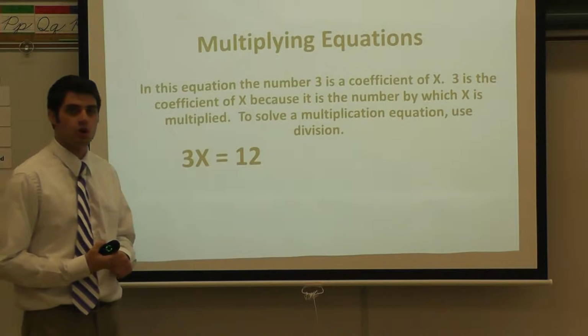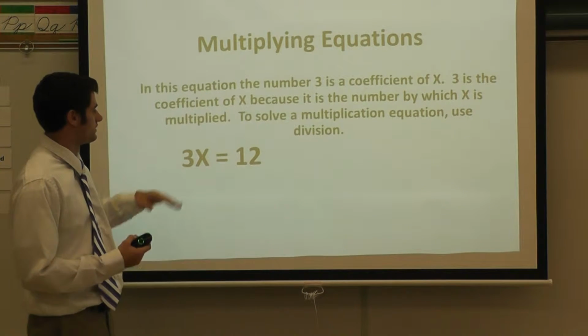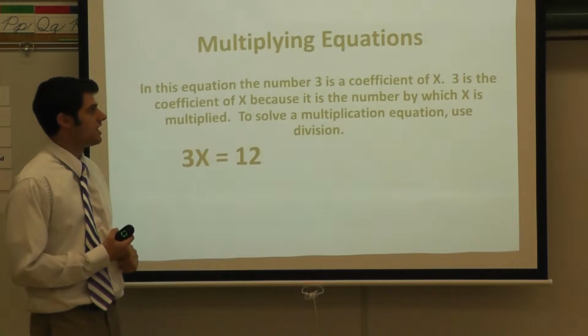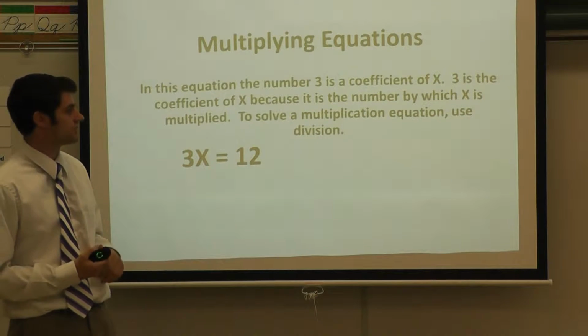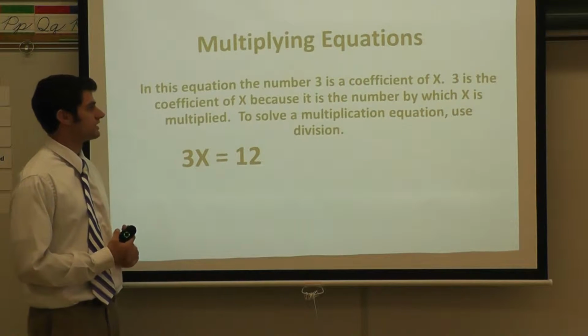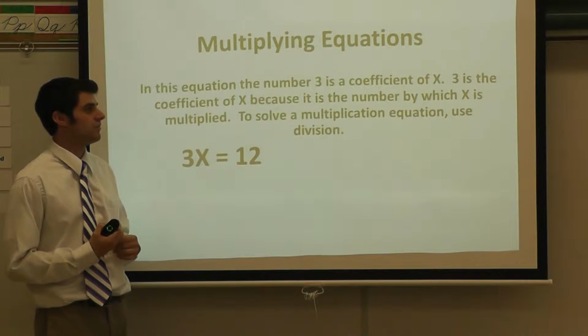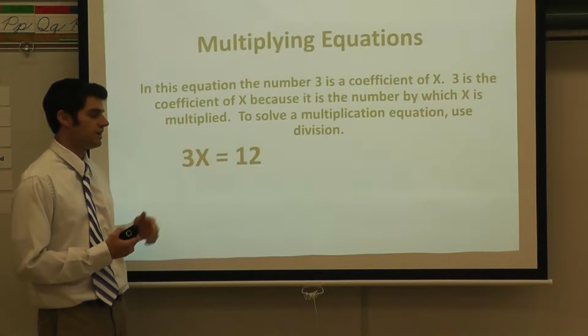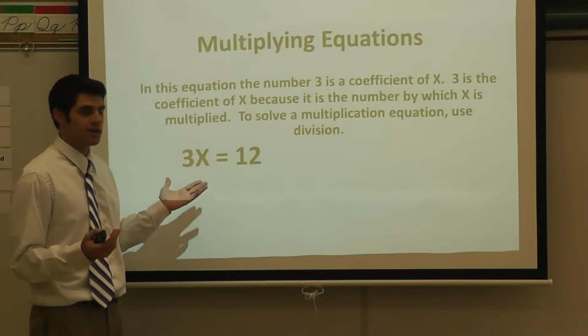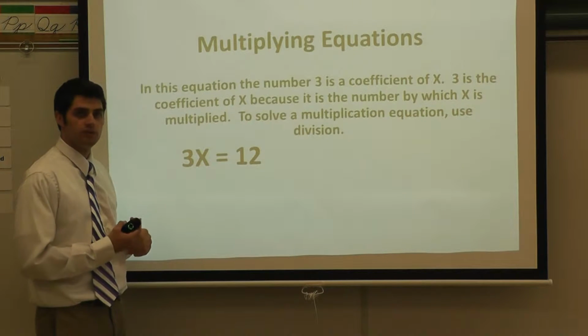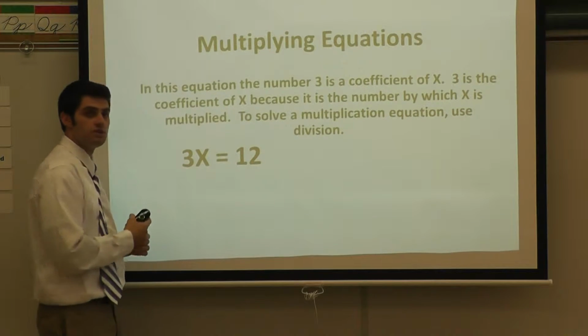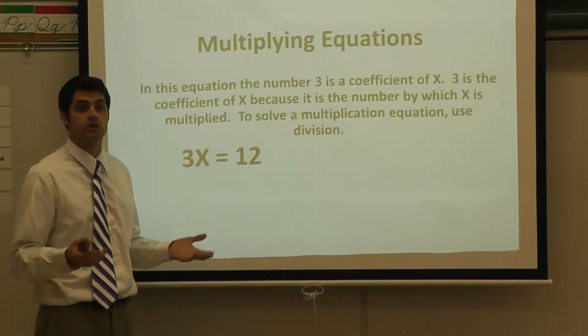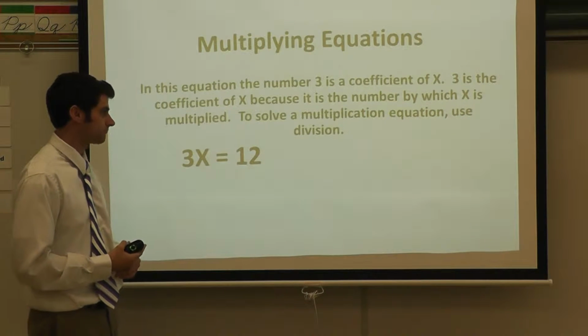When taking a look at multiplication equations, in this equation, 3x equals 12, the number 3 is what we call a coefficient of x. 3 is the coefficient of x because it is the number by which x is multiplied. So in other words, anytime you have a number next to the variable, this number is going to be the coefficient because that's the number you're going to multiply by.